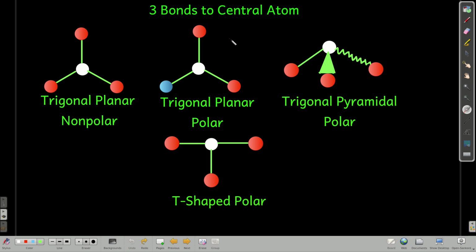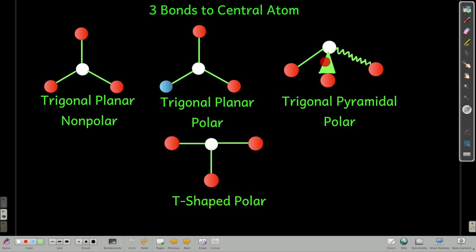Now, let's look at three bonds to the central atom. If you have a trigonal planar geometry and all the atoms are the same as each other, their poles cancel out and it's nonpolar. If it's trigonal planar and one of the atoms is different than the other two, then they're probably going to have different electronegativities. They're going to have different strengths with which they pull the electrons, and the poles won't cancel. This will be a polar molecule with a trigonal planar geometry.